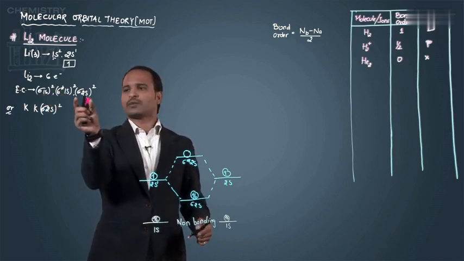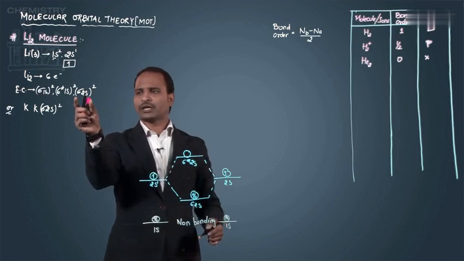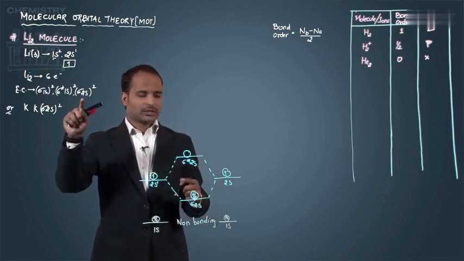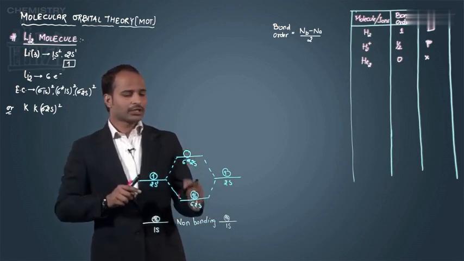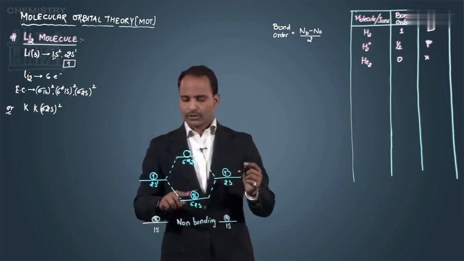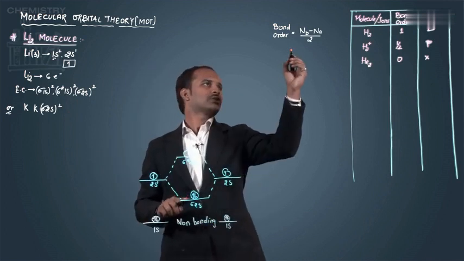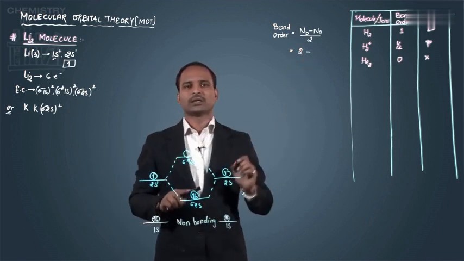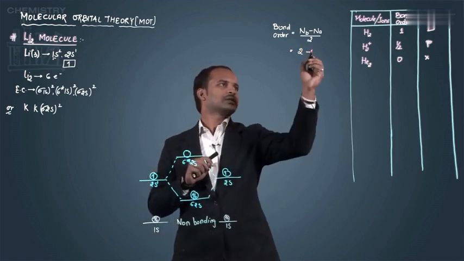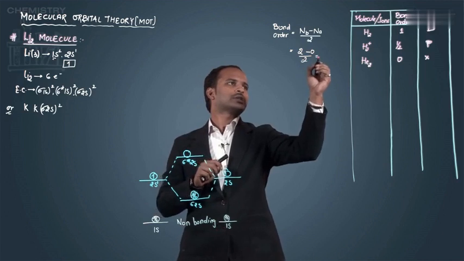Bond order measures the bonds formed between the atoms, and bonds are formed only by the electrons present in the outermost shell, that is this one. So for calculating the bond order, we will consider only those orbitals which take part in bonding. Nb, the bonding electrons, is only 2, minus the anti-bonding electrons. There is no electron in the anti-bonding. So 2 minus 0 upon 2, and again I can say that the bond order is 1.